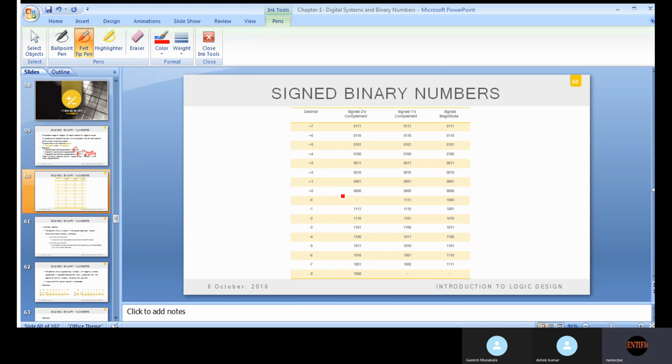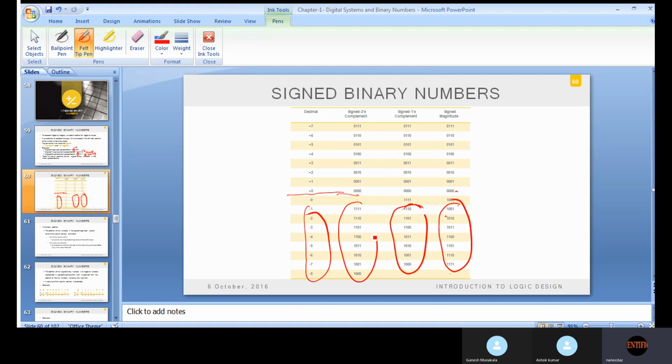Okay, so these are the different complements: signed two's complement, signed one's complement, and these are the signed magnitudes. Look here, till 7 everything is the same. For negative integers, these values are changing. The same binary number, if you represent it in signed magnitude, is one value, but in signed one's complement and signed two's complement the value is changing.